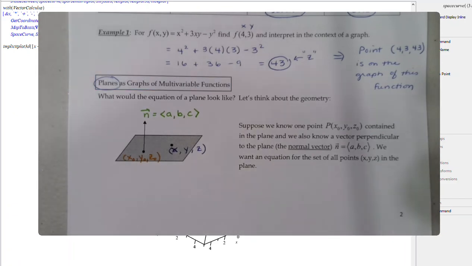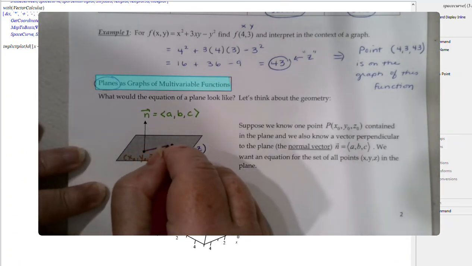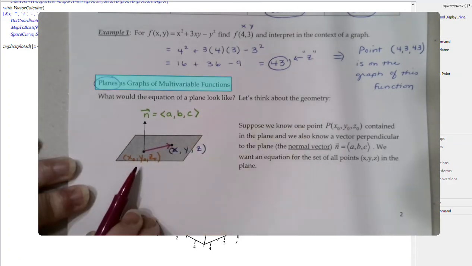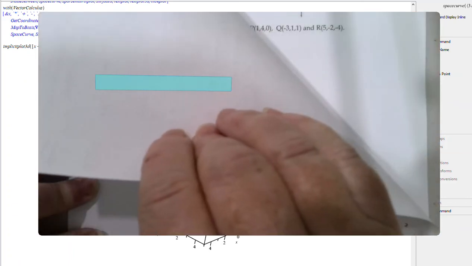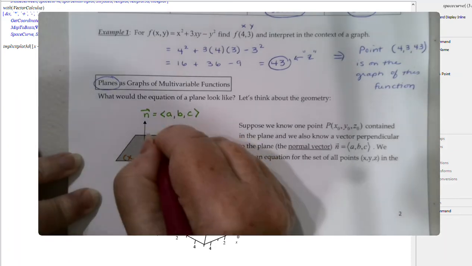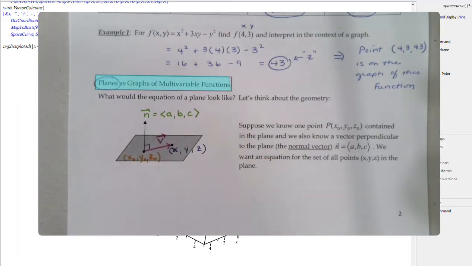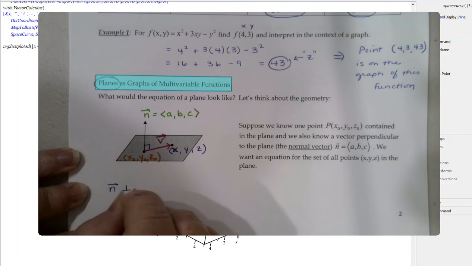In order to do this, I'm going to create a new vector that runs from my starting point to the general point, x, y, z. And I'm going to notice that since n is perpendicular to the entire plane, these two vectors must be perpendicular as well. Let's give that vector a name. We'll just call this vector v for now. We know that n is perpendicular to v.